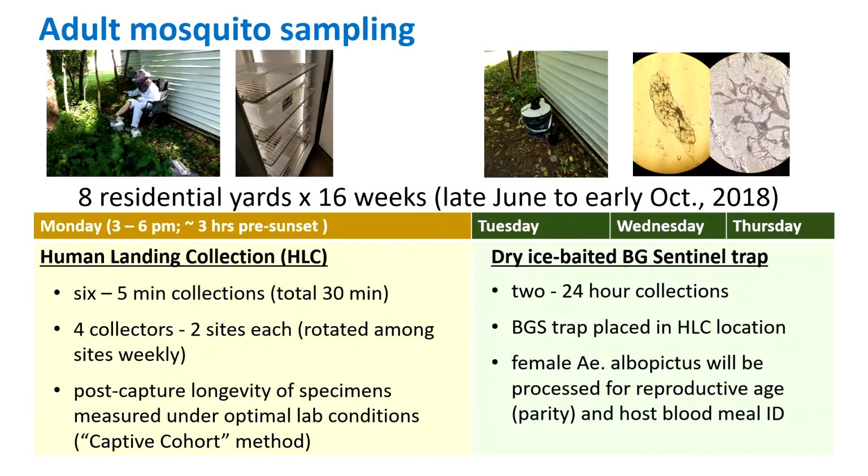And so at each of these 8 homes, the 4 medium canopy, 4 high canopy, we sampled weekly across the season, and we sampled host-seeking mosquitoes by 2 methods. I'm going to talk mostly about results from this first one, the human landing collection.